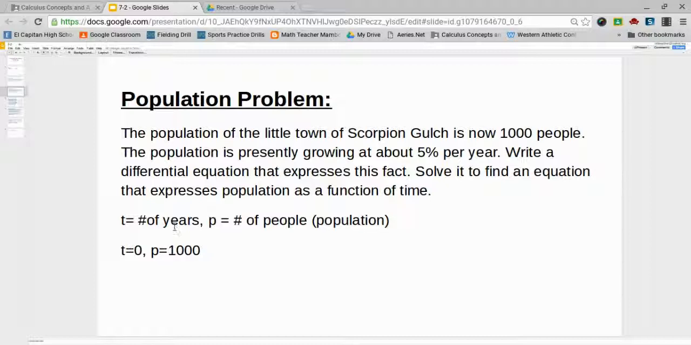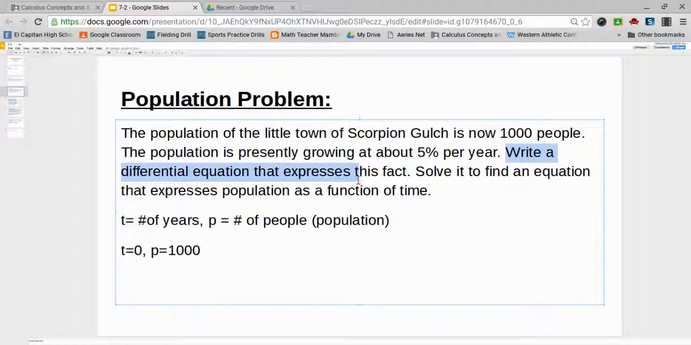So that means that in the next part where it says, write a differential equation that expresses this fact, my differential equation would be dP/dt, the derivative of population with respect to time, equals the 5% per year of the population.